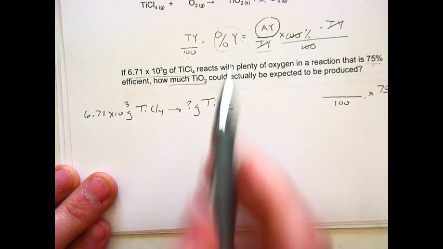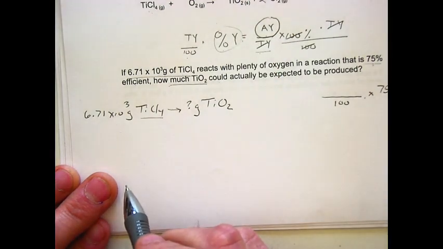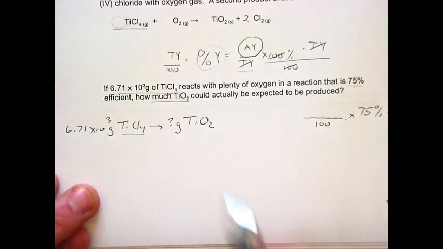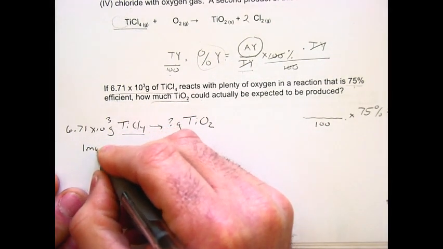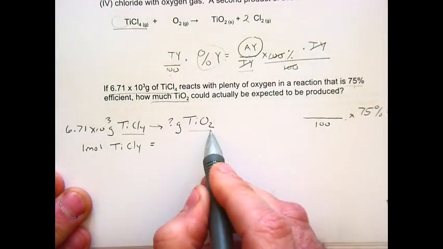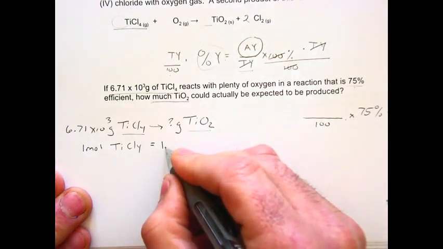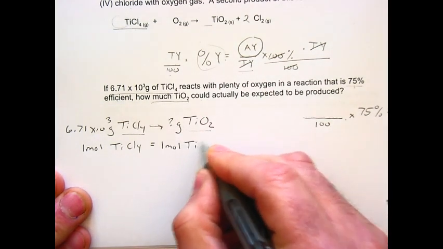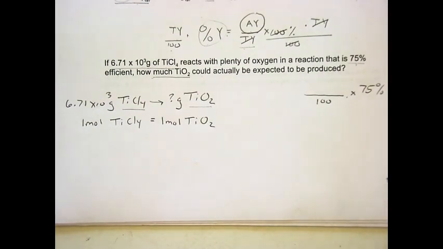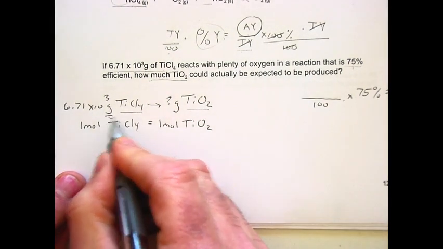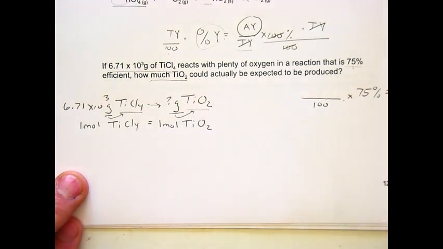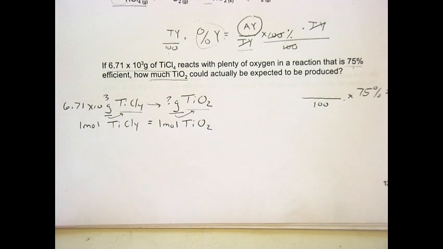First of all, we need the mole ratio. The identity of our starting point is titanium(IV) chloride. The coefficient in front of that is a 1. So for our mole ratio, we have 1 mole of titanium(IV) chloride is equal to our endpoint, titanium(IV) oxide, which also has a 1. So that is 1 mole of titanium(IV) oxide. Now we need the molar masses. Because this is grams, we need the molar mass of titanium(IV) chloride. And we also need the molar mass of titanium(IV) oxide.